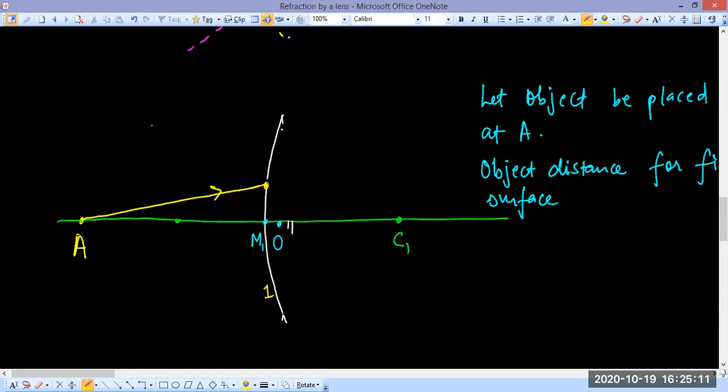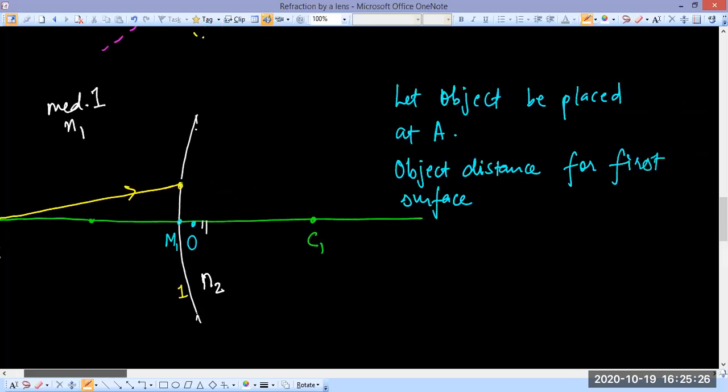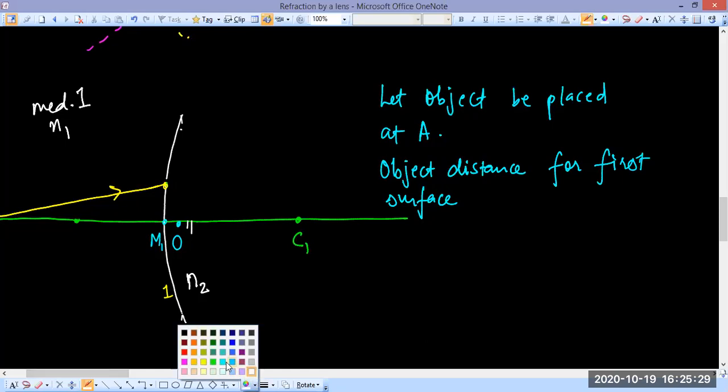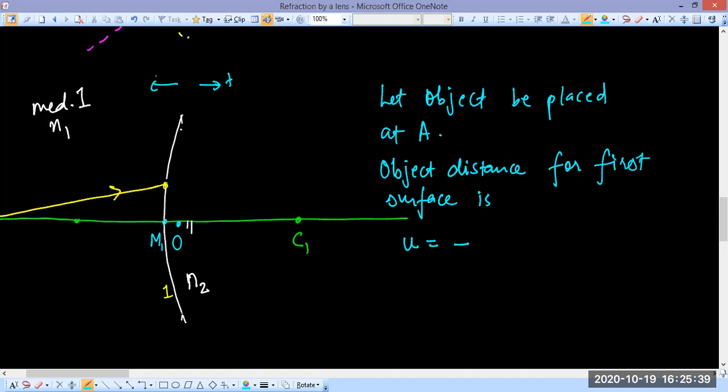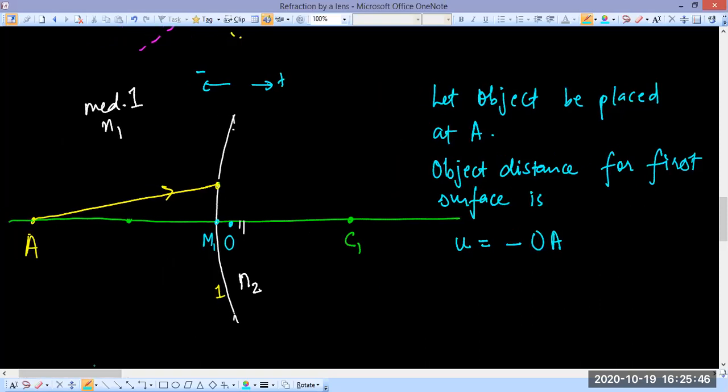So here what is happening, light is going from a medium with refractive index N1 into this glass medium, right, which is medium 2 and it has refractive index N2. All right, okay. So you could actually say that this is just like refraction by curved surface. Same જ છે, કાંઈ બીજું નથી કરવાનું. So object distance for first surface is U is equal to minus, કેમ minus, આ બાજુ plus આ બાજુ minus, બરાબર ને, સાઇન કન્વેન્શન. So is equal to minus OA, right? Is equal to minus OA.